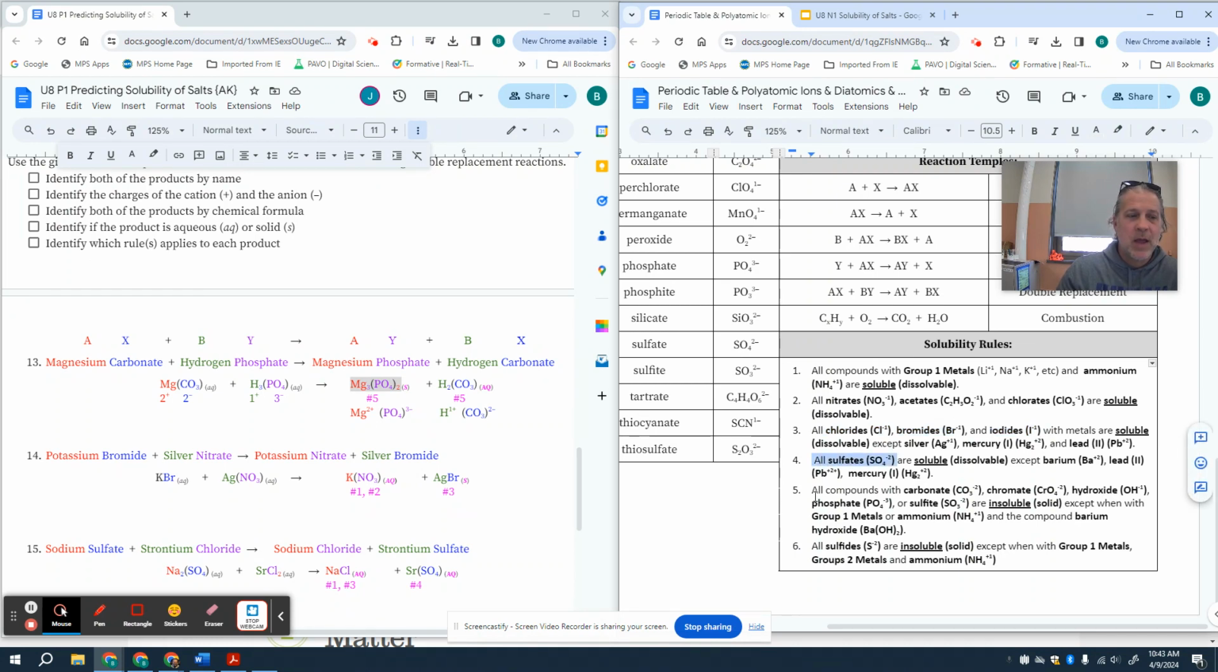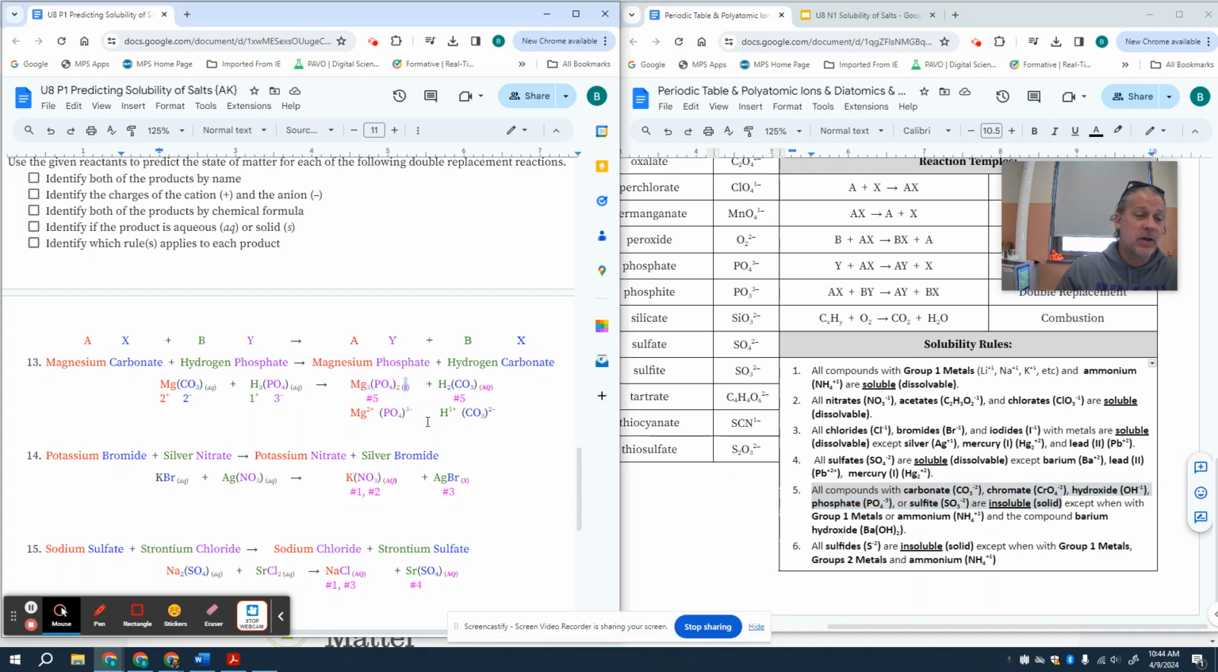So we're going to move on. All compounds with carbonate, CO3, chromate, CrO4, hydroxide, OH, phosphate, PO4. There it is. That's the thing we're looking for. So now we need to finish reading the rest of this rule. It says all compounds with carbonate, chromate, hydroxide, phosphate are insoluble. So that leads me to believe that this is going to be a solid, and it is a solid because of rule number 5. So now I need to focus on this product right here, H2CO3.